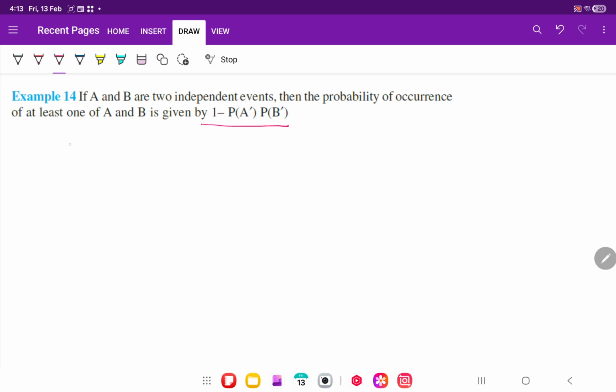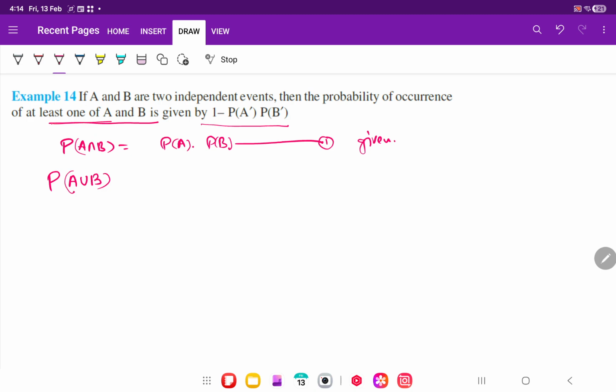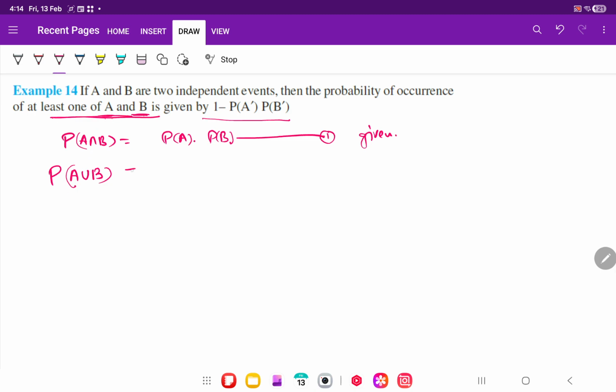So both are independent. Independent means P(A ∩ B) will be what? P(A) into P(B), correct? This is given. They are asking at least one of them. So at least one of them means A union B, which means either A or B or both. Correct? So the standard formula for this is P(A) plus P(B) minus P(A ∩ B).